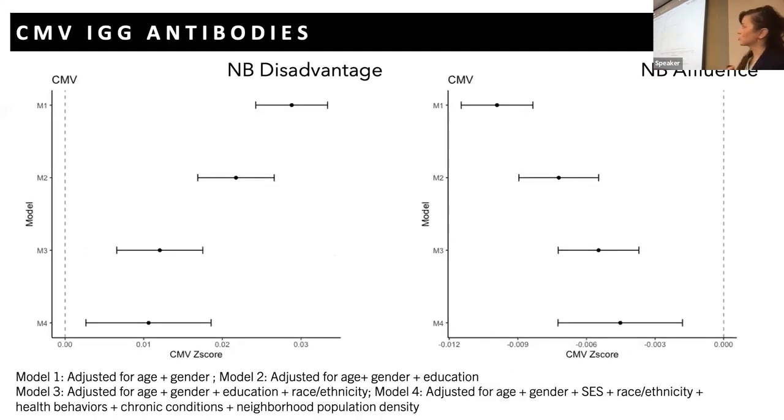But where you see a huge story is with CMV. These are continuous CMV antibodies, and what we see is that for each increase in neighborhood disadvantage, you have a 0.03 standard deviation increase in CMV antibodies. And I'm going to put that in context to make that a little bit more understandable about the effect size. You see it attenuated, although it's robust even to model 4, which I think is very over-controlled. It's robust to all those adjustments. With neighborhood affluence on the right, you see it working in the direction that you would expect. An increase in affluence is related to decreases in CMV antibodies.